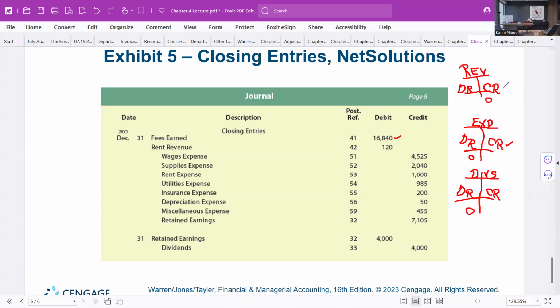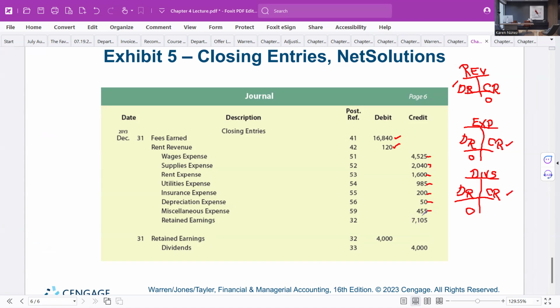So revenue accounts normally have a credit balance. To close them, we debit them. Expense accounts normally have a debit balance. To close them, we credit them. Dividends normally has a debit balance. To close dividends, we credit it. So we have debits to the two revenue accounts. We have credits to all of the expenses. That's what we've done. We have debited the revenue and we have credited the expenses.